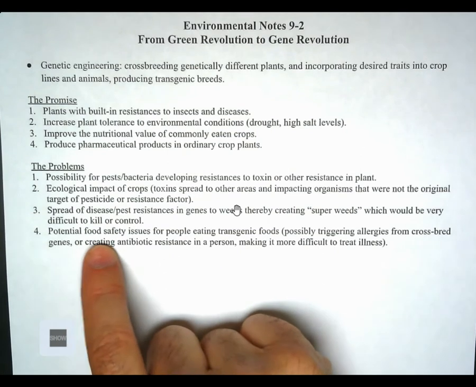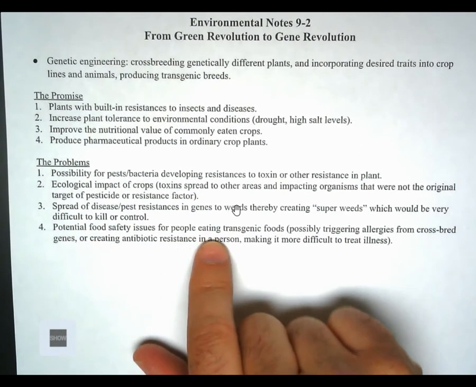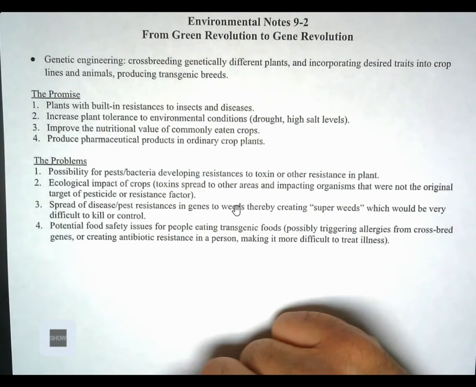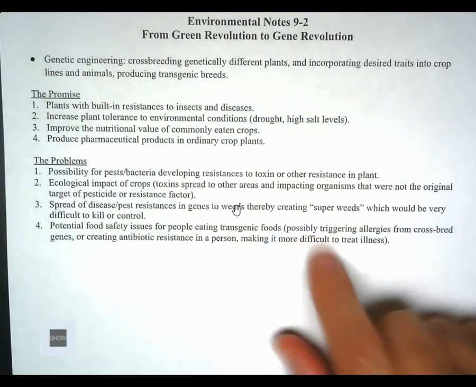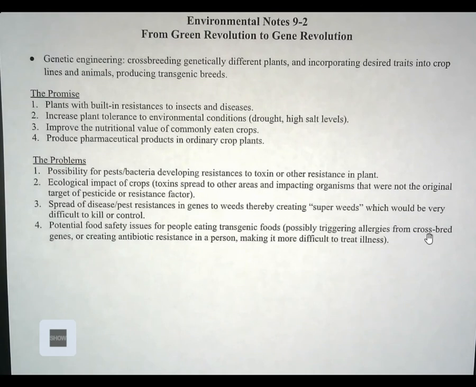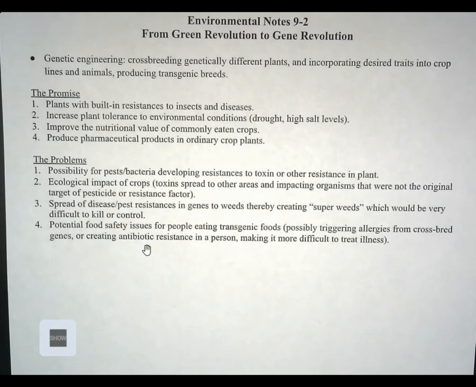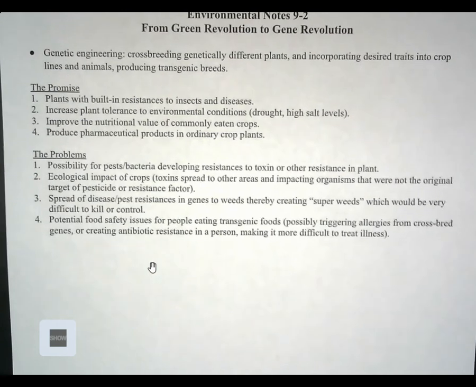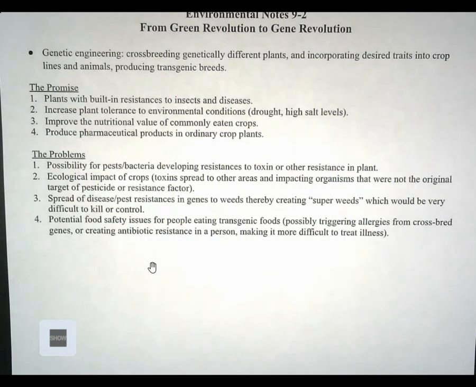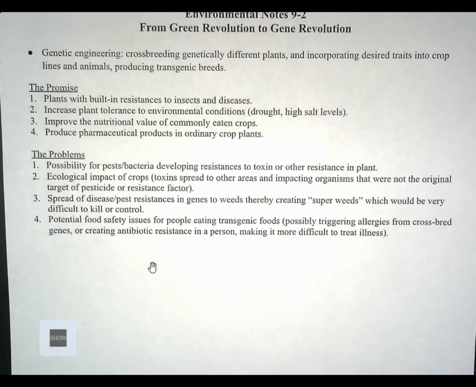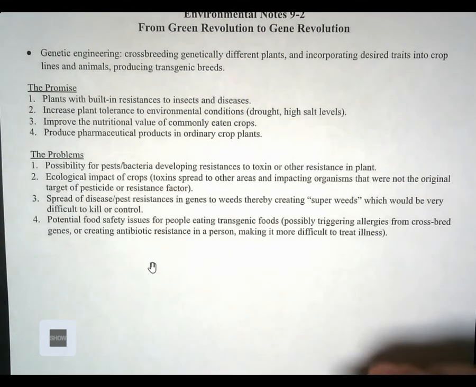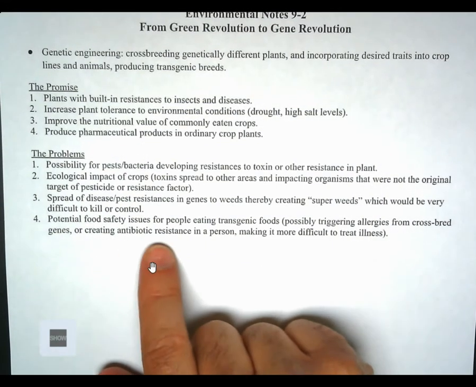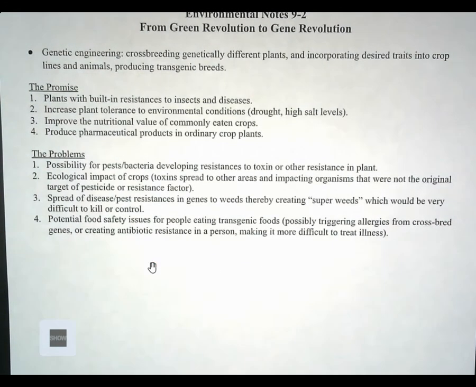And then there are potential food safety issues for people eating transgenic foods. Not necessarily that, oh, it's GMO, it's bad, it's going to poison you or something like that, but there are some possibilities for triggering certain allergies from crossbred genes. So if somebody has a soy allergy, and something was crossbred with genes from a soy plant, there's a possibility that it could produce the protein that triggers that allergy, unknowingly. Or creating antibiotic resistance in a person, making it more difficult to treat illnesses.